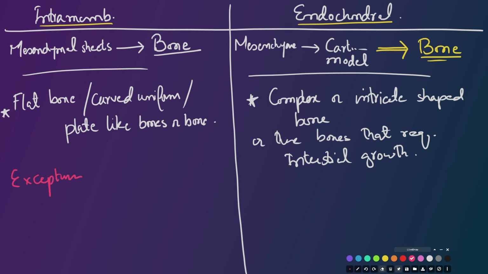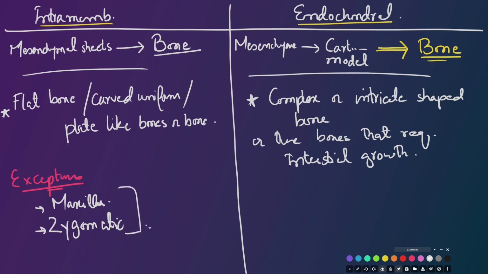For example, I said it is ideal for flat bones, but even some slightly irregularly shaped bones like the maxilla or zygomatic bone also develop with the help of intramembranous ossification. So it is an exception, but a relatively uncommon one. Mainly it is for flat bones or flat parts of the bone. Here also we have exceptions.